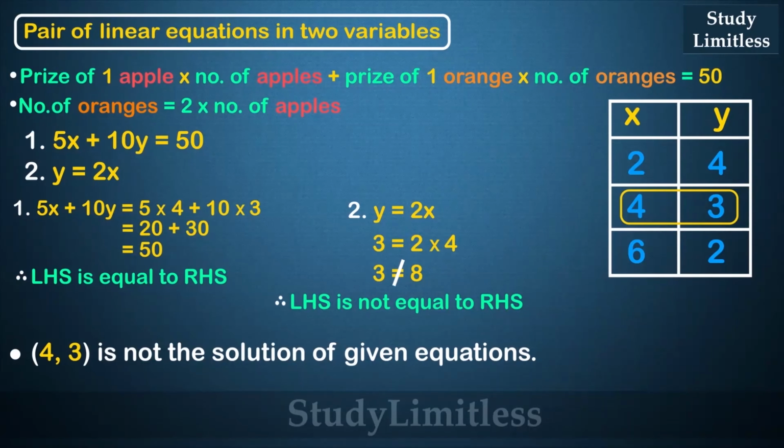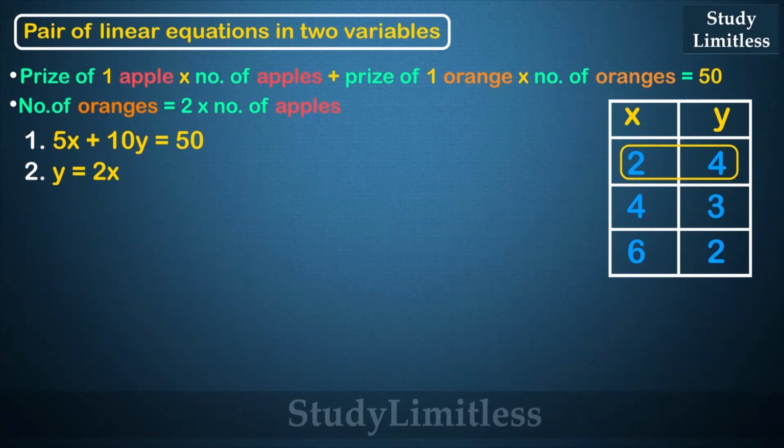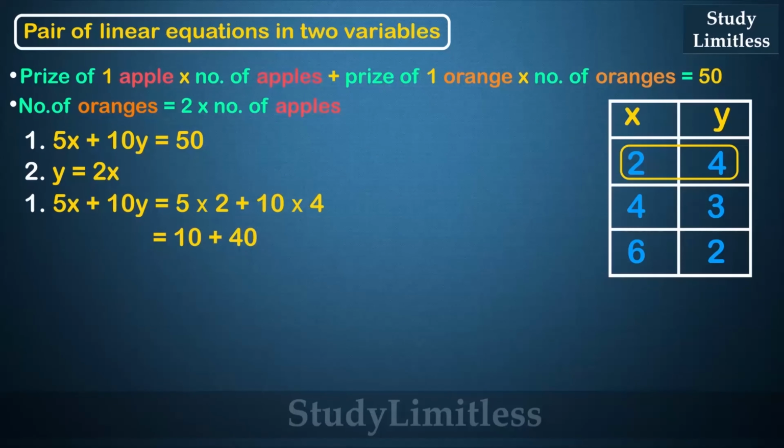Let us take another values of x and y here. If we take the value of x as 2 and the value of y as 4, that means 2 comma 4, we can clearly see that for the first equation, that is 5x plus 10y is equal to 50, if we substitute x is equal to 2 and y is equal to 4, the left hand side of this equation would be 5 into 2 plus 10 into 4, that is equal to 10 plus 40, that is equal to 50. That means LHS is equal to RHS.